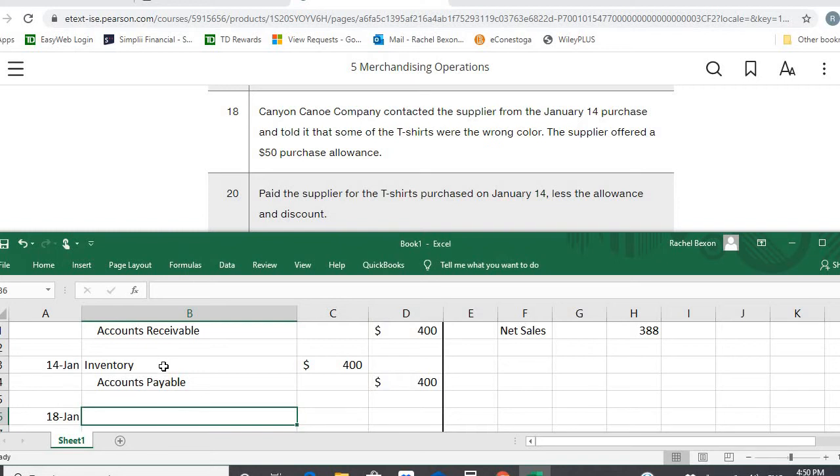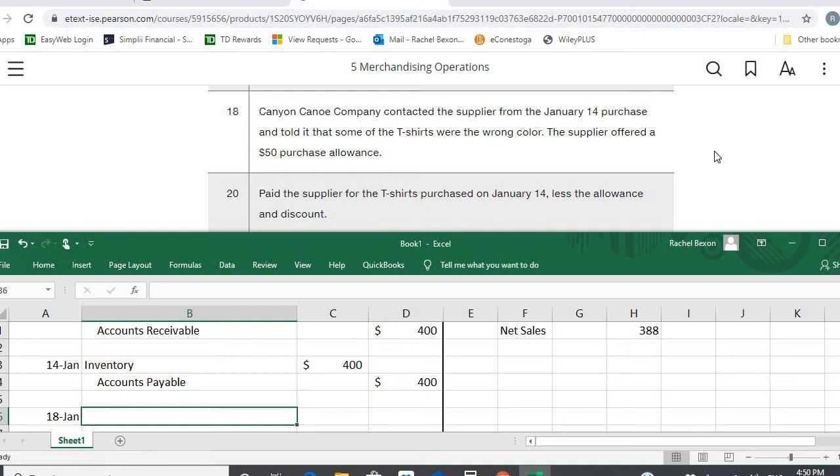That was the one we just entered with terms that were 4/15 net 30. We contacted the supplier and said some of the shirts were the wrong color. And so the supplier says, you know what, I'm going to give you an allowance. What that means is they don't want you to ship the shirts back. Instead, they're just going to give you a discount and ask that you keep the shirts.